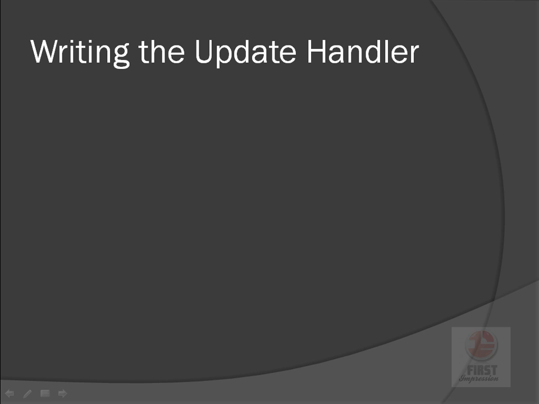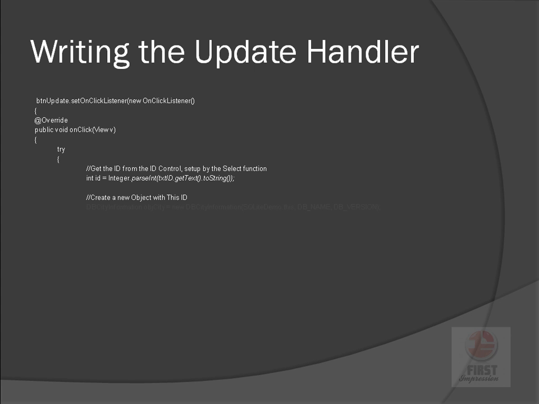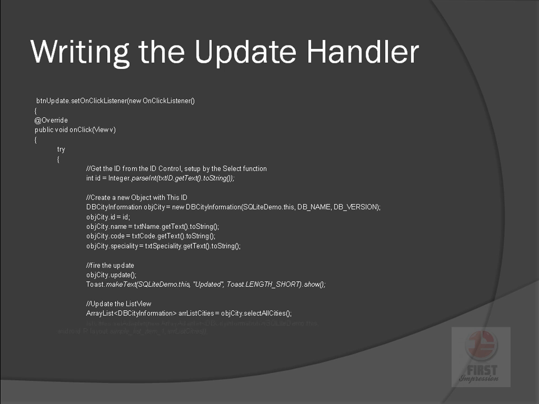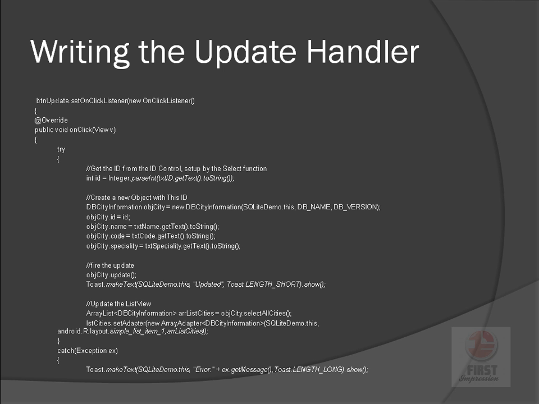Once you are done with writing the select handler, we'll write the update handler. So btn update.set on click listener. On click, you'll get all the fields, ID, the name, the code, and the specialty, and you will say obj.update. This will update it. You will toast at the output that this has been updated, and you will update the list view as well. Okay, so far so good. This is basically the repetition of the previous insert handler, but over here we have just created the update handler and done everything the same.